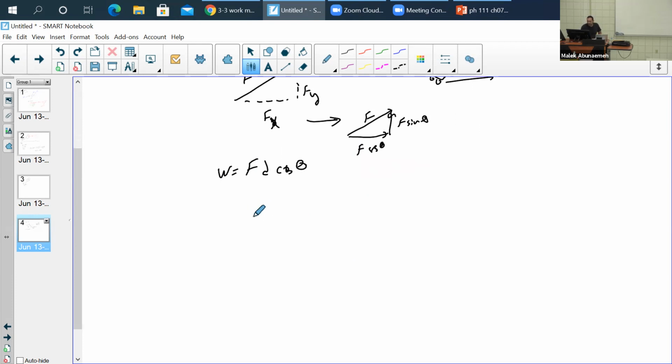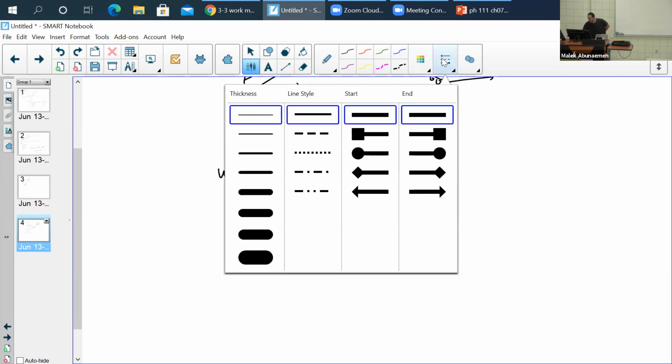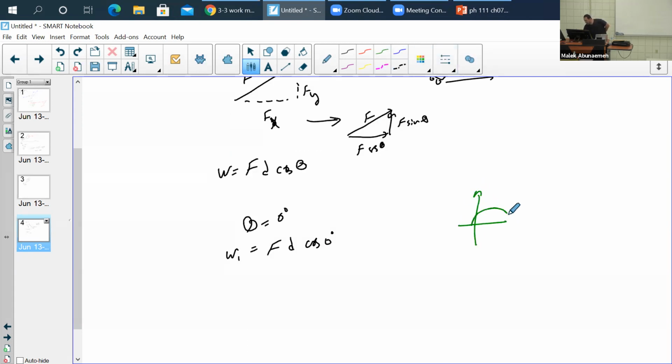So if theta was 0, that means your work, let's call it W1, is going to equal your force multiplied by your distance multiplied by cosine 0 degrees, which is going to be 1. So your work in this case is going to be equal to your force multiplied by your distance.